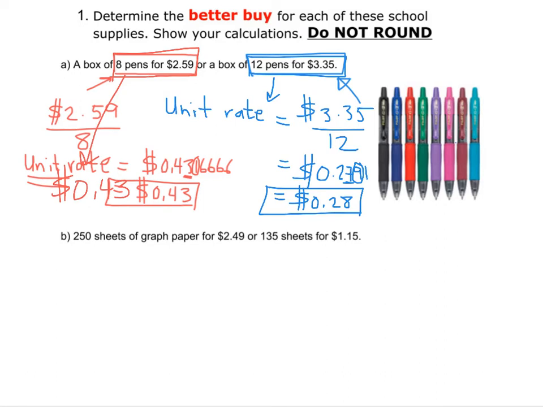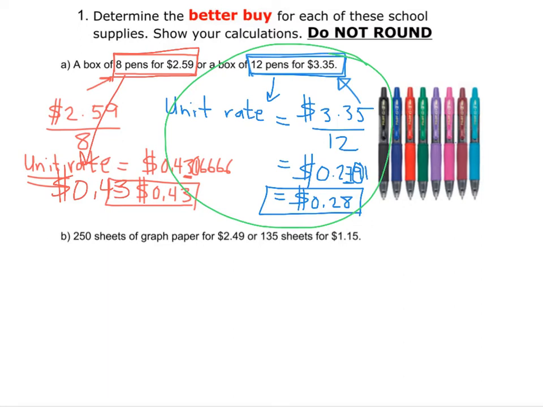So the box of 8 pens that sold in red here that I have highlighted, that sold for $2.59, were 43 cents a pen, but the box of 12 ended up being 28 cents a pen. So I am going to choose the box of 12 because it is a better deal. Those pens are only 28 cents each. Let's look at question B. Question B is similar.